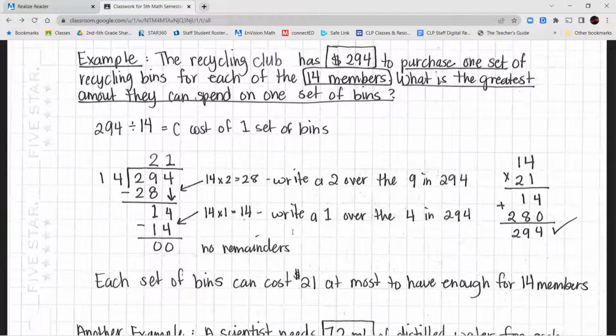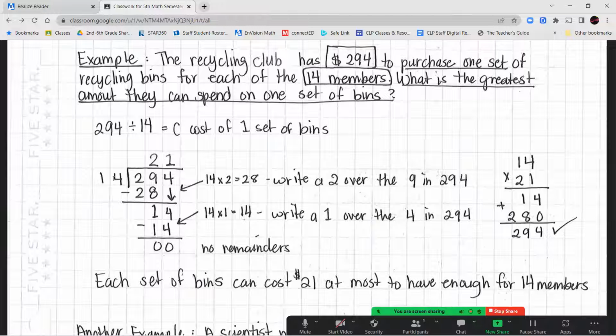So we have 294. We need to divide that by 14, and that's going to give us C, the cost of one set of bins. Whatever number we get here is the most that they can spend per person to have enough for all 14. So we need to think about how many groups of 14 go into 29, or 29 tens, because this digit is going to be in our tens place. We know 14 times 2 is 28. So 14 times 2 tens would give us 28 tens, or 280.